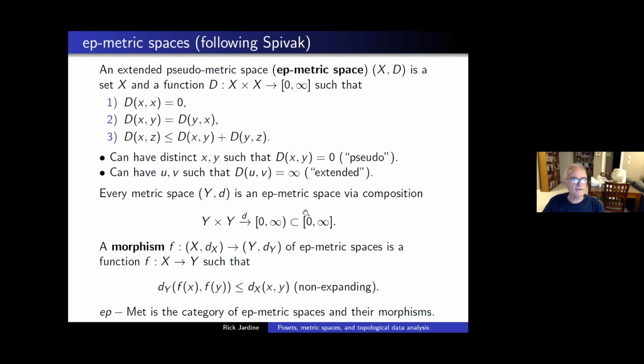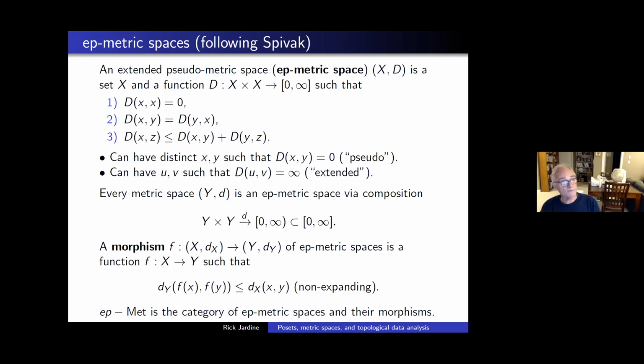Every metric space is an EP metric space. You just compose with the obvious inclusion of this half open interval into the closed interval. And so this is a bigger context than metric spaces. And so we're going to talk about finite EP metric spaces rather than finite metric spaces in the sequel. There's a category of such things.